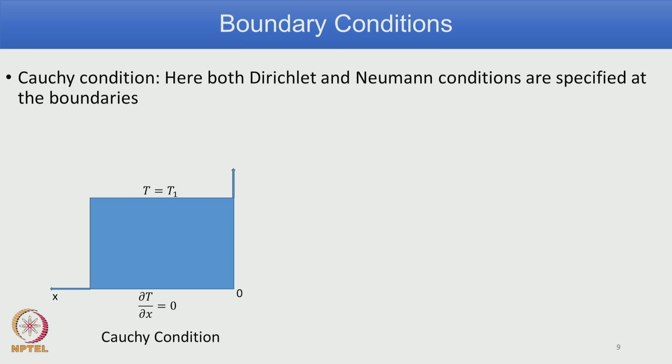Next is a Cauchy boundary condition. We have a mix of Dirichlet as well as Neumann type. So, for example, in this problem figure, along this boundary 0 to x, we specify a derivative condition ∂T/∂x equal to 0 on one side, and on the other side we specify a Dirichlet boundary condition, a specific value, that is T equal to T1.